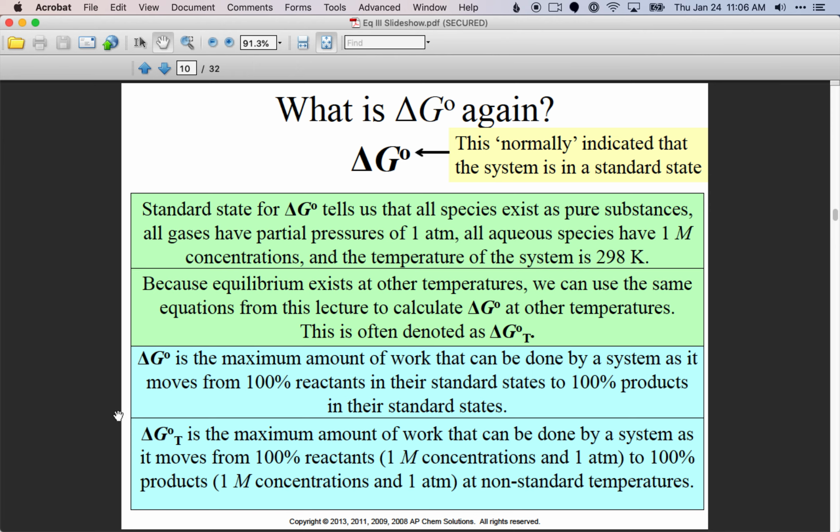Now, please remember that when we're talking about Gibbs free energy at standard state, we're talking about 100% of the reactants in their standard state becoming 100% product in their standard states. And they're measuring the amount of work that can be done for that system.